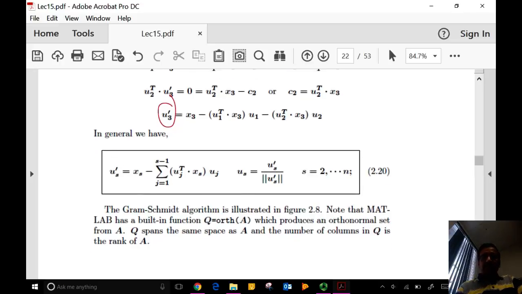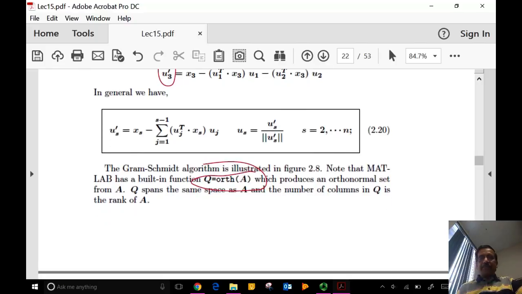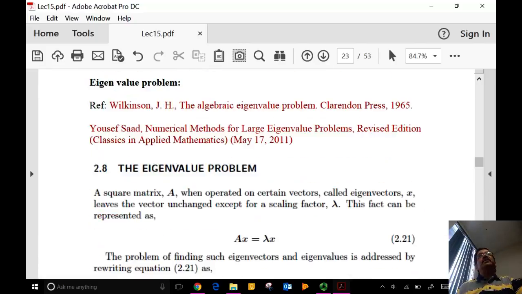And there is a function called orth in MATLAB that does this. You pass it a set of vectors assembled in a matrix. It interprets each column as a vector. And then the output that it produces will be another matrix containing u1, u2, un as columns. And they would be orthogonal to each other. Okay, any questions?